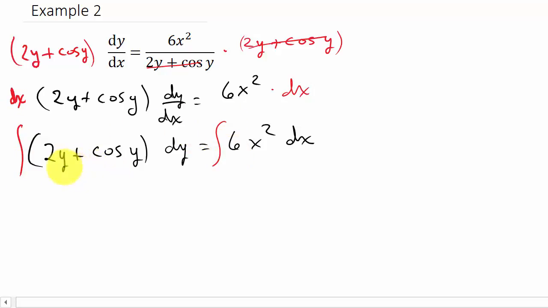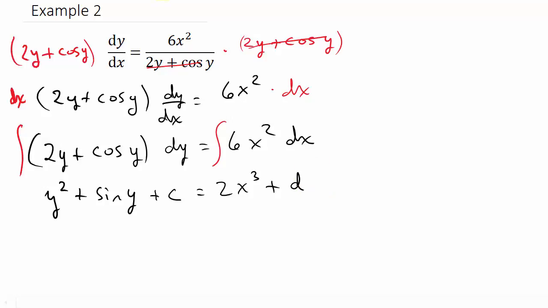Keep in mind, on the left hand side I'm integrating with respect to y, and over here I'm integrating with respect to x. When I integrate this, it's going to give me y squared plus sine y, plus c, the constant term, equals 2x cubed plus another constant term, and in the first video we called it d. I'll go over this again.